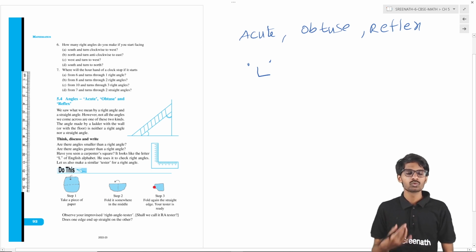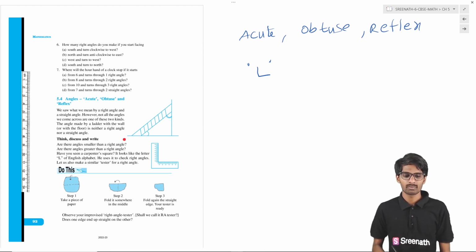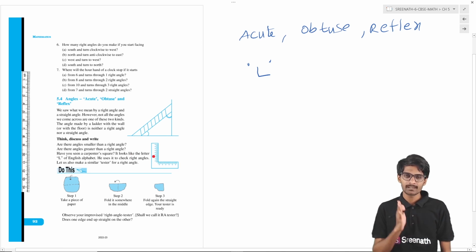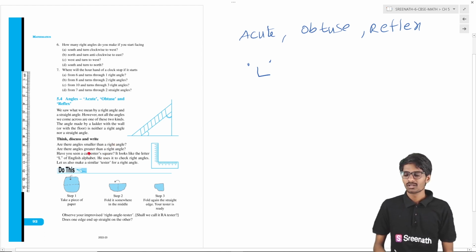Now we can make our own tester to test whether an angle is a right angle or not. With the help of a carpenter's tester, you can find whether the angle is a right angle or not. If you have that carpenter's tester, you can use it. But if you don't have it, no problem, we can make our own right angle tester. We call it an RA tester.